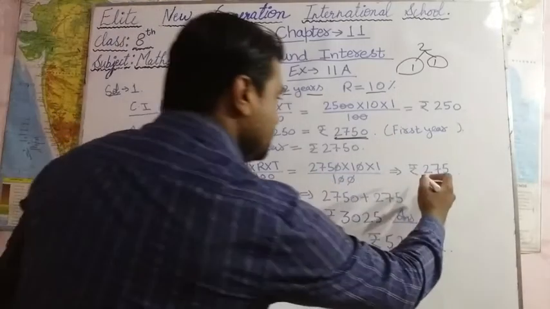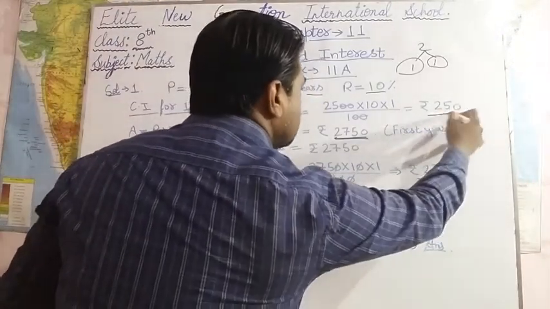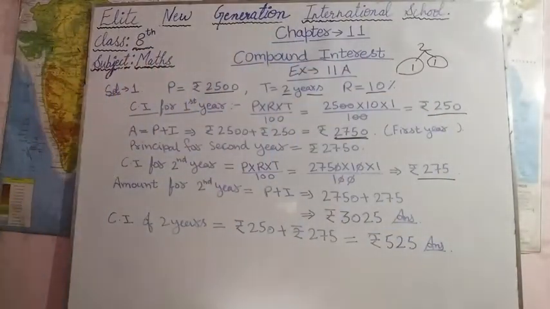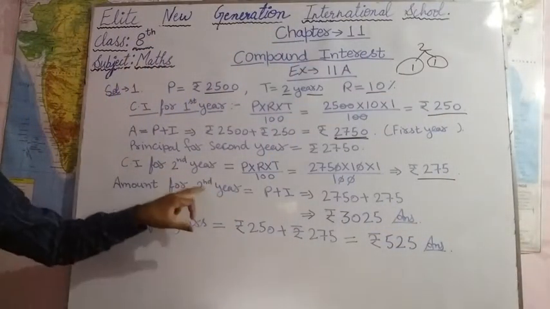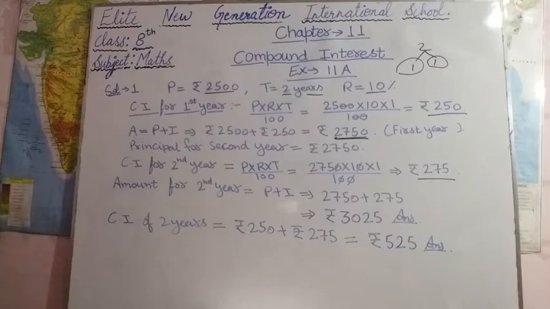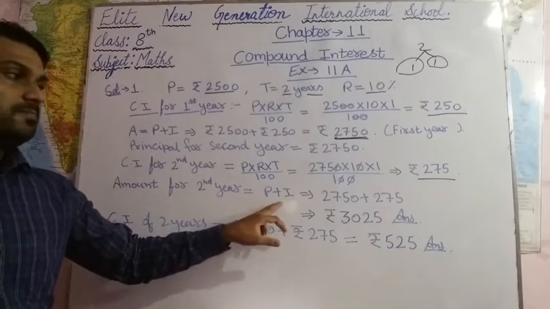So this is CI for the second year and this was CI for the first year. Now the amount for the second year. The amount for the second year will be P plus I, principal plus interest.